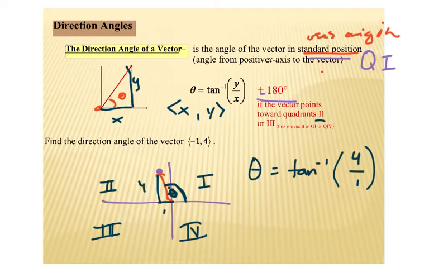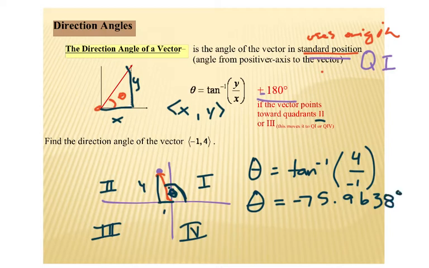We are trying to get a degree, right, direction angle, and so we do want to make sure that we are in degree mode. And if you do this, you get 75.9637. Sorry, I didn't do -1, I did 4. Okay, so we get -75.9638.